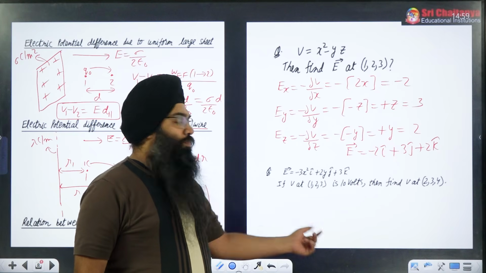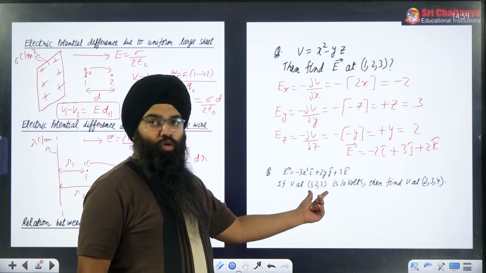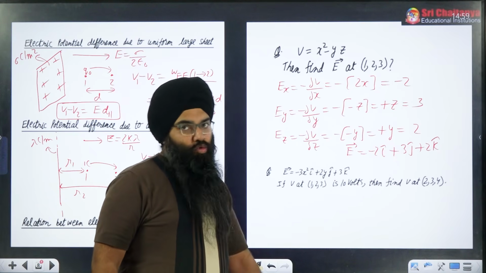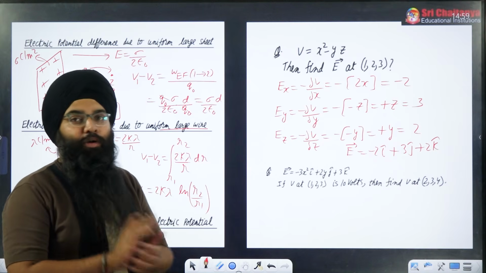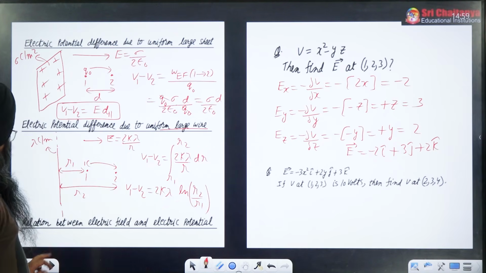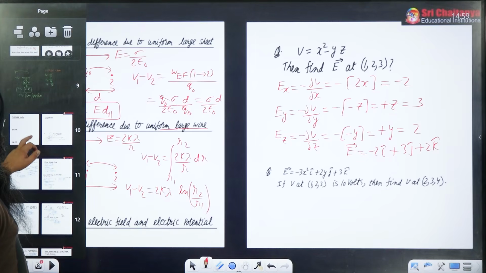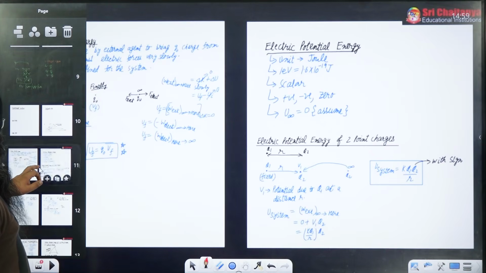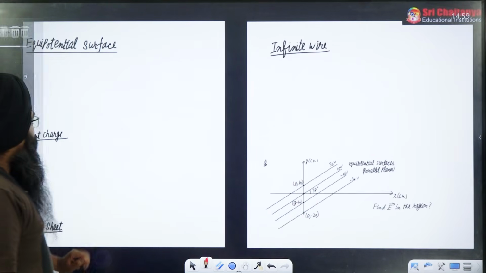Electric field is given to you. Potential at (1, 2, 3) is given. You have to find the potential at (2, 3, 4). Please calculate it. You will be able to get the answer by the basics which I have already told. Okay, let's move to the next concept. And the next concept is equipotential surface.